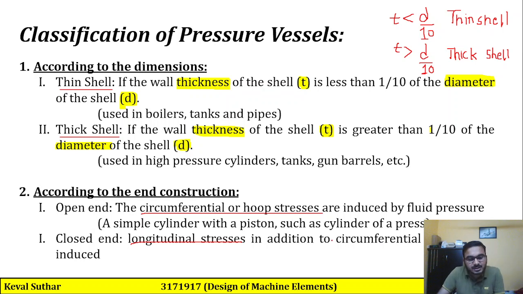So this might be a bit confusing right now to see this classification. However, we are going to discuss these two stresses in detail in the next part. So after studying that, this classification will be clear to you. So the example of closed end is tank.